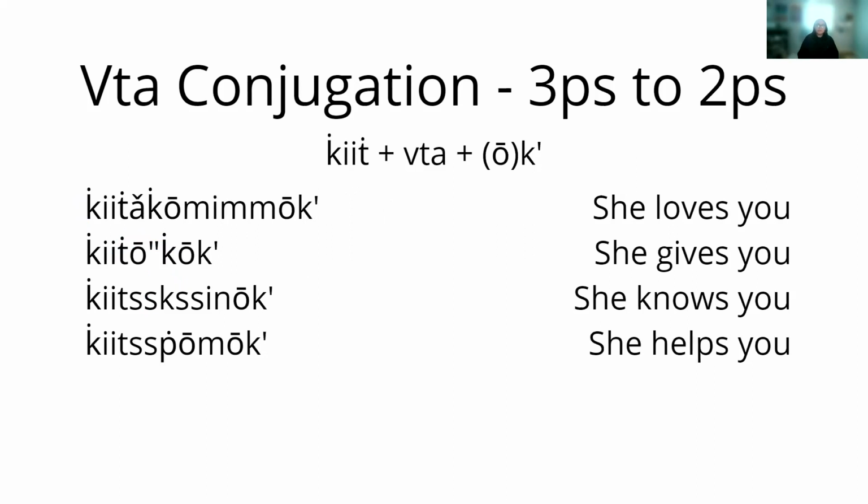Third person singular to second person singular would be somebody else to you. Start with git, verb, and then ok. For instance, kitakomemok, she loves you. She gives you, kitokok. She knows you, kitsksenok. She helps you, kitspomok. So as you can see, this K is just saying that you are the one receiving the love, the gifting, the knowing, and the helping.